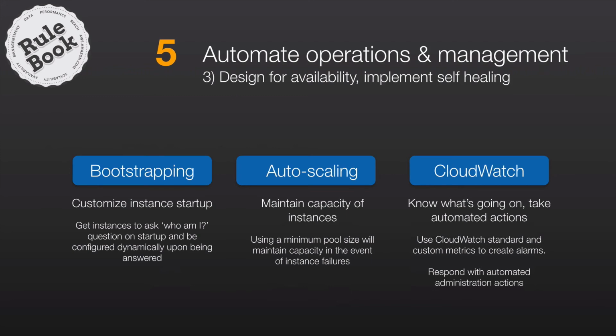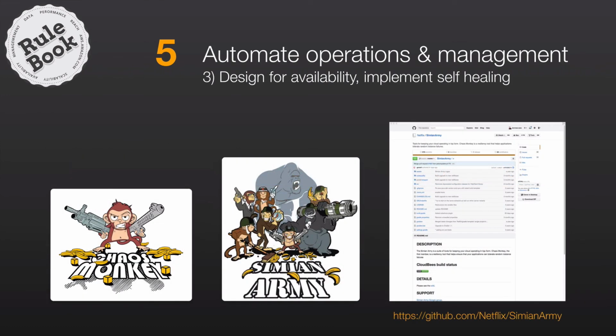And then using tools like Amazon CloudWatch, which allows you to create standard and custom metrics from your AWS environment, use those to trigger alarms and respond with automated administration actions to those alarms. To add further intelligence to your environment, because you know what's going on, you can take automated actions in response to that, of course.